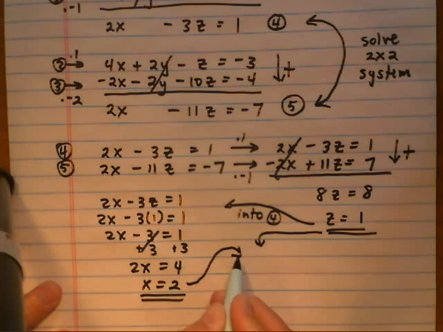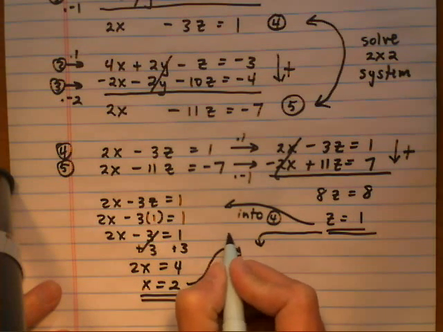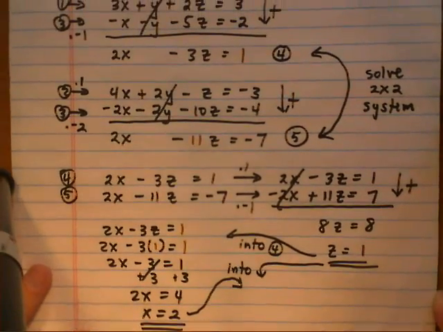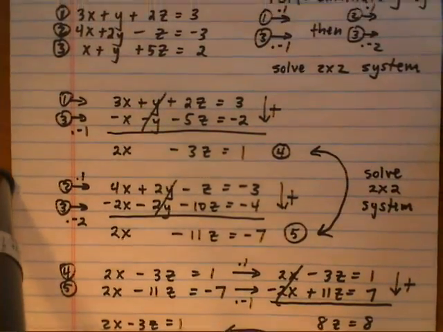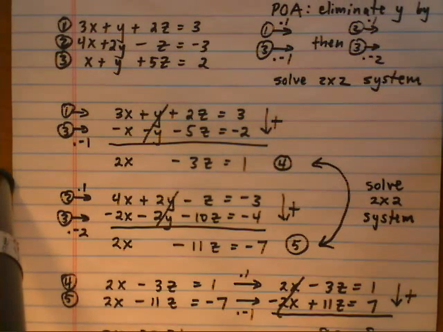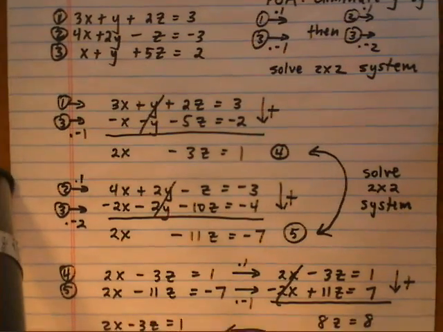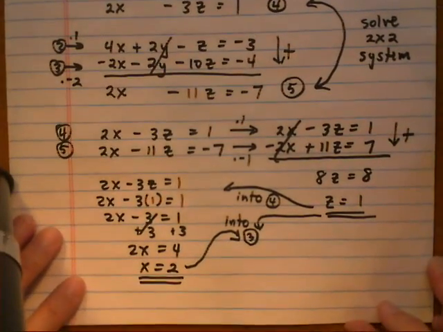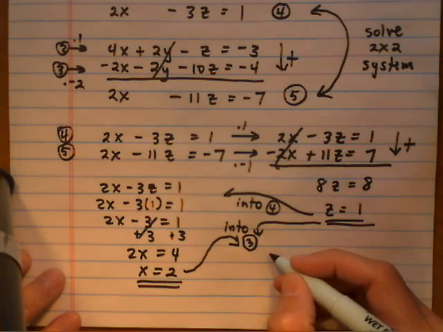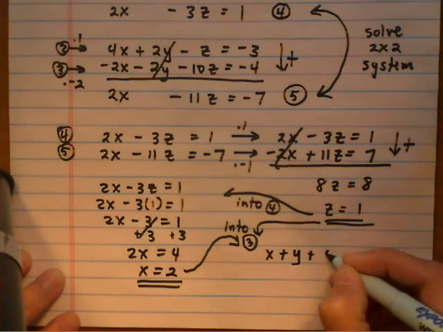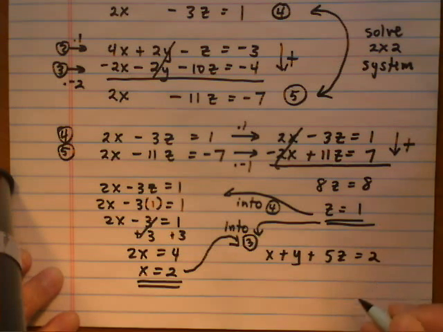And now we're going to take z is 1, x is 2, and we're going to take both of those into one of our very original equations, so let's look at those again. And it doesn't matter which one you go to. As long as you've got x, y, and z in an equation, you can use it. Looks like the easiest one might be number 3. So we're going to go into equation 3. And hopefully I can fit it all here. Let's see, we've got equation 3 is x plus y plus 5z equals 2.